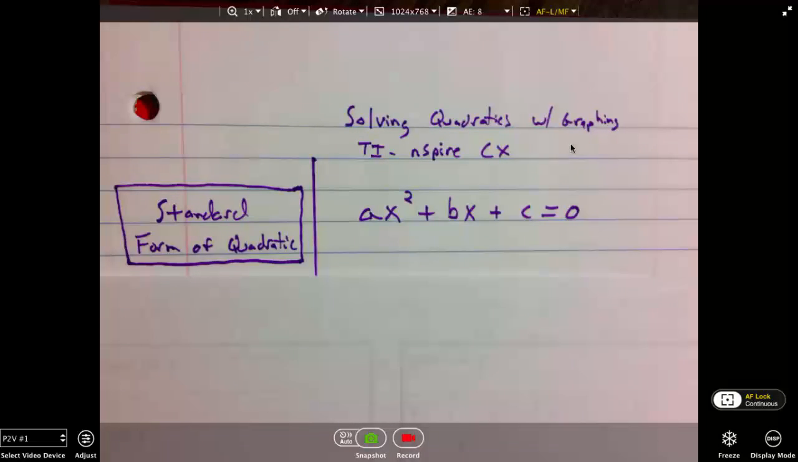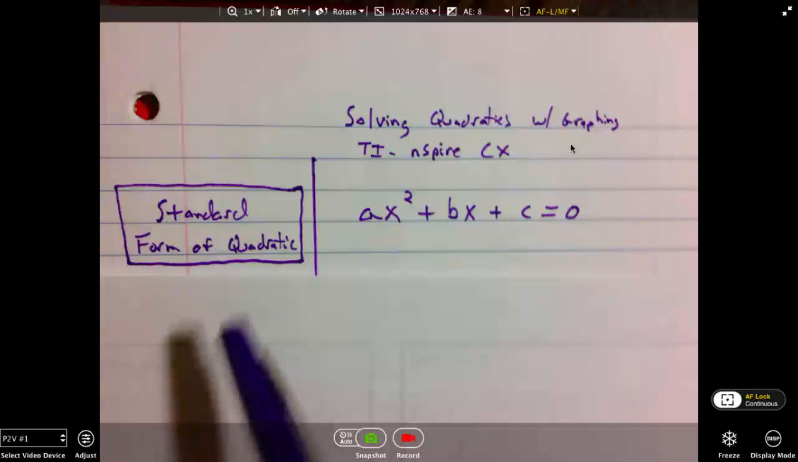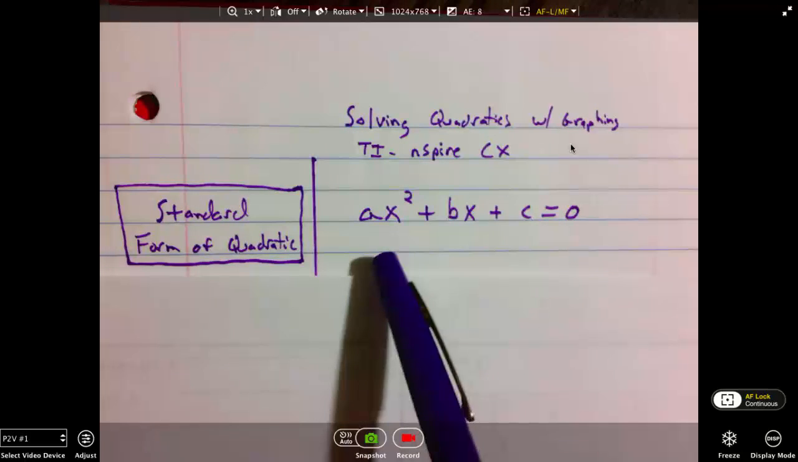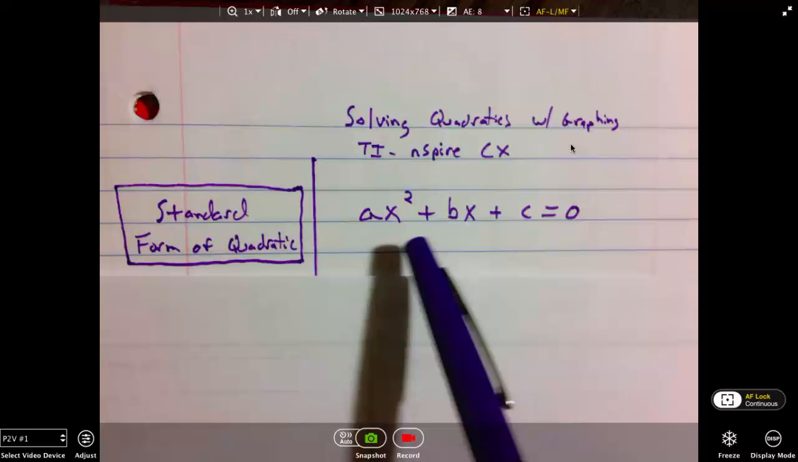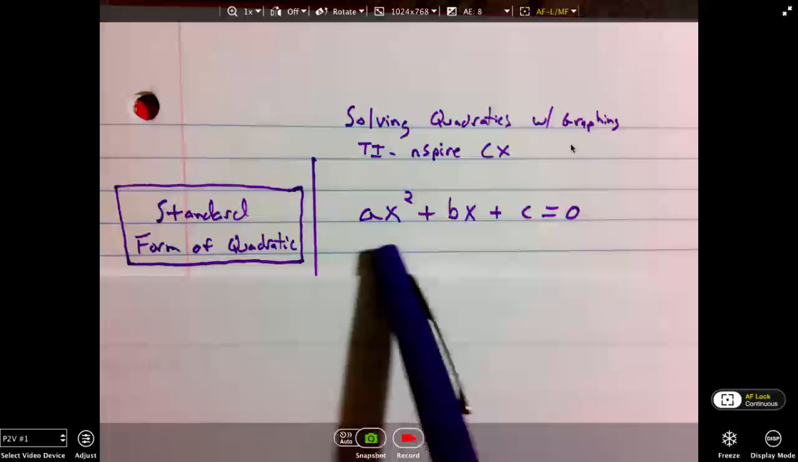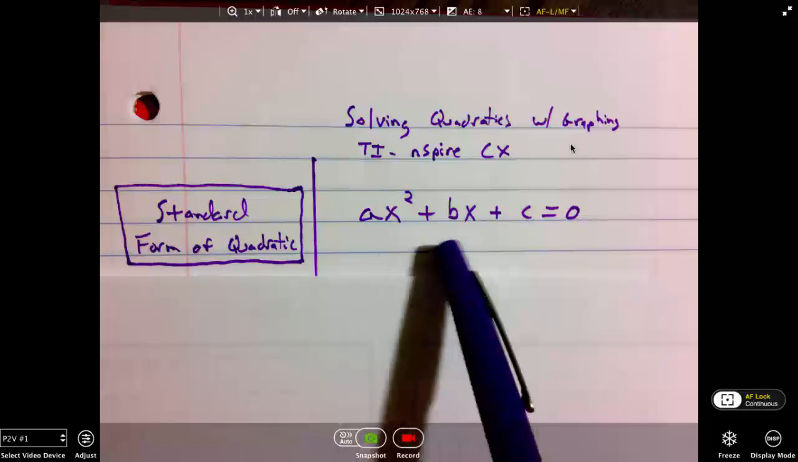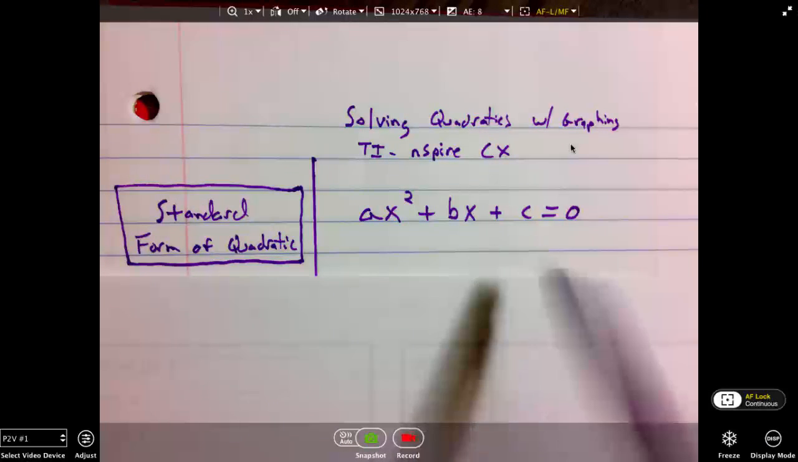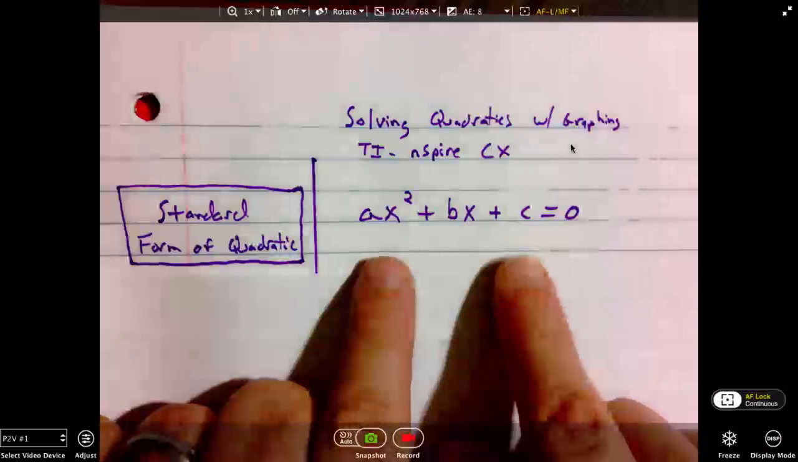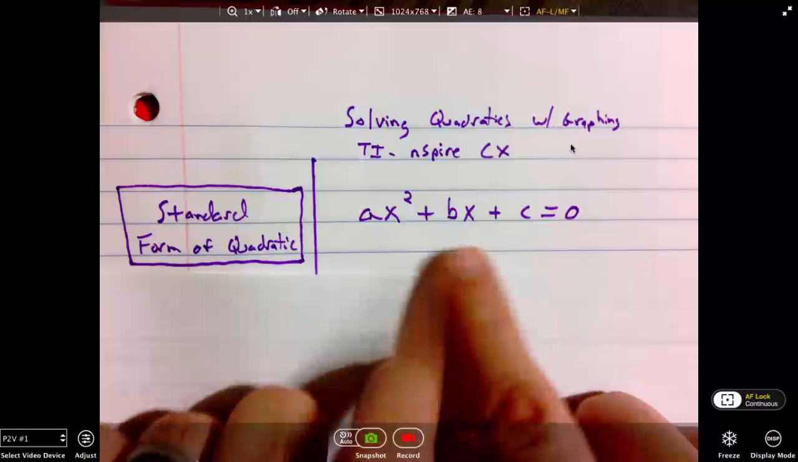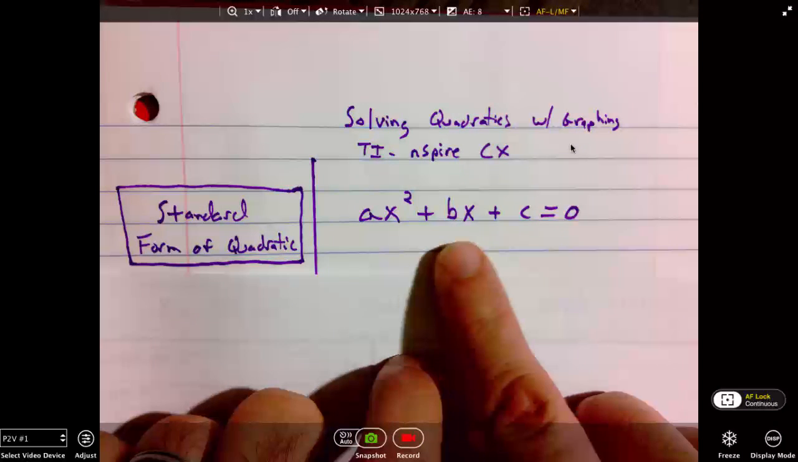Well, the standard form of a quadratic is this: ax squared plus bx plus c is equal to 0, where a is the coefficient of the x squared term, b is the coefficient of the x term, and c is the constant term. You'll see this is similar to the one we've studied previously, ax squared plus c. Now we have a linear term, we call it. We have an x term in here.